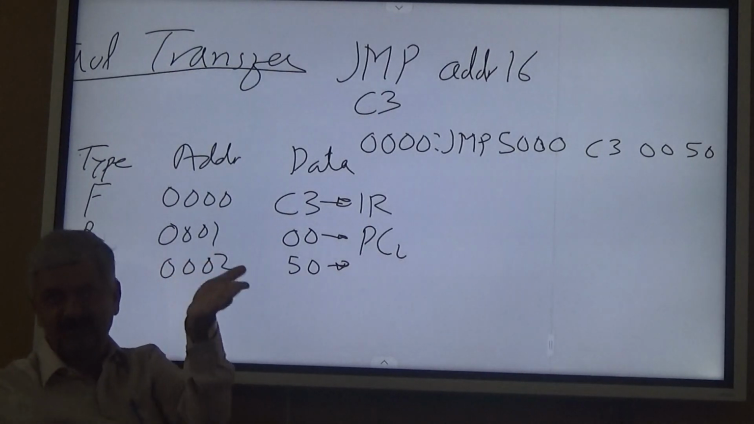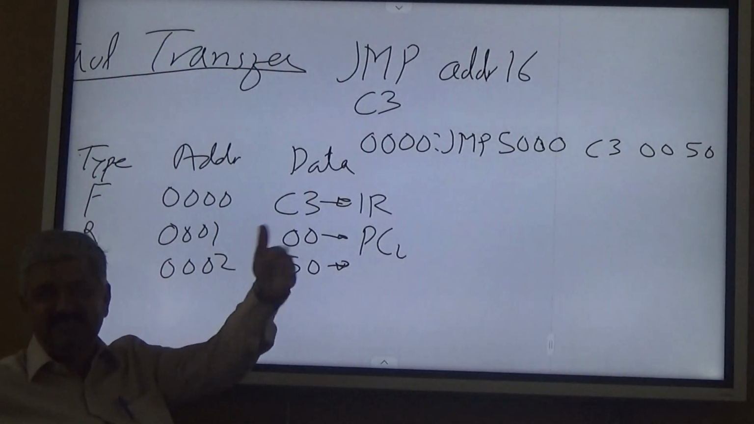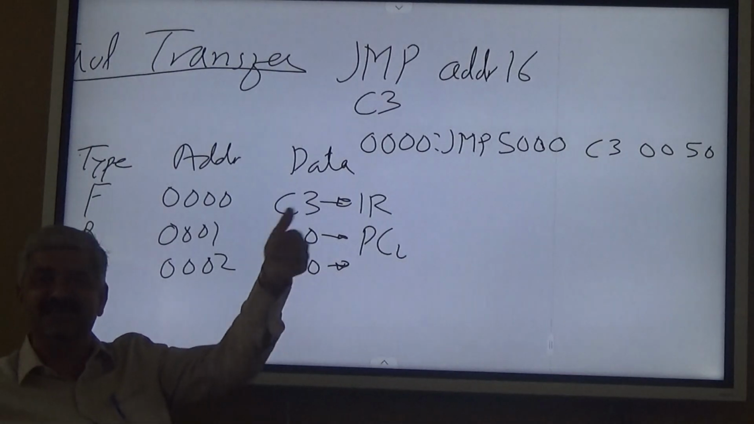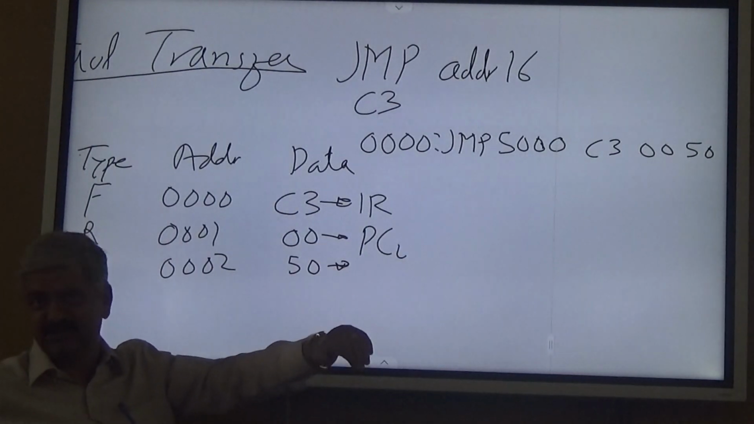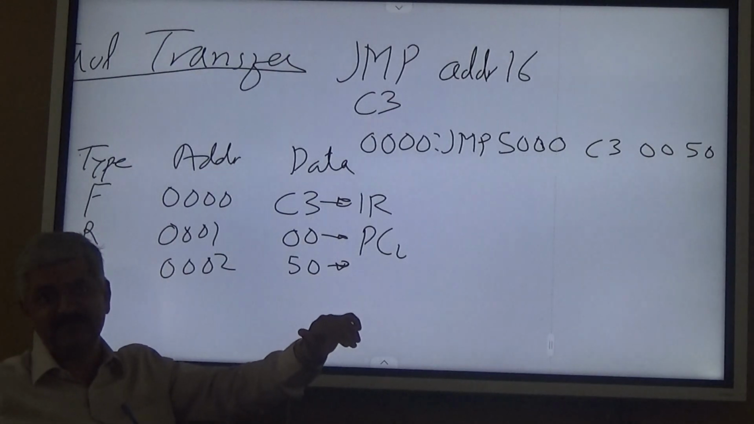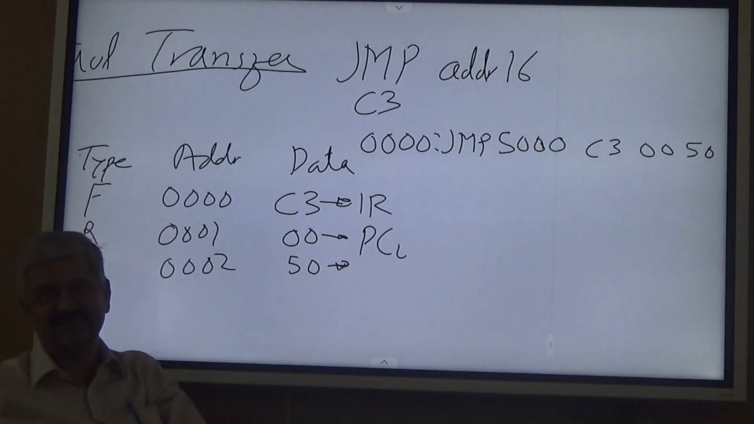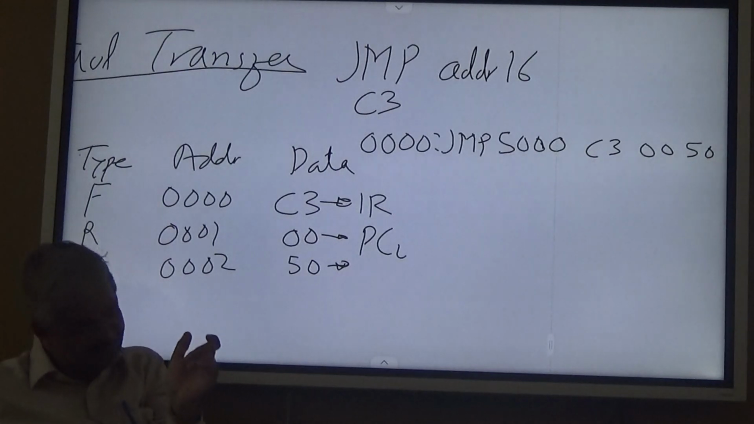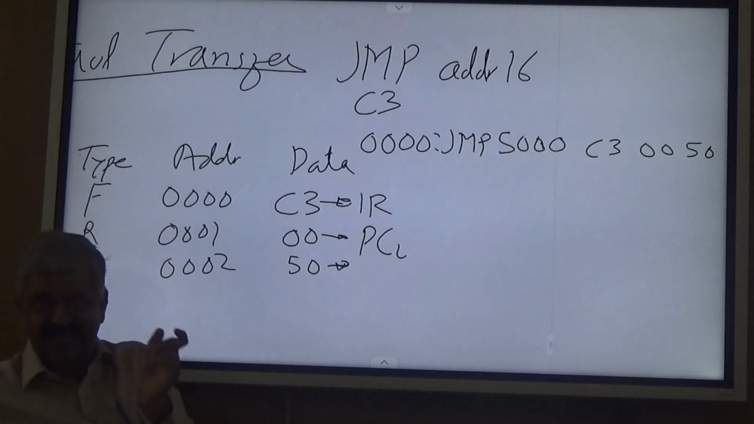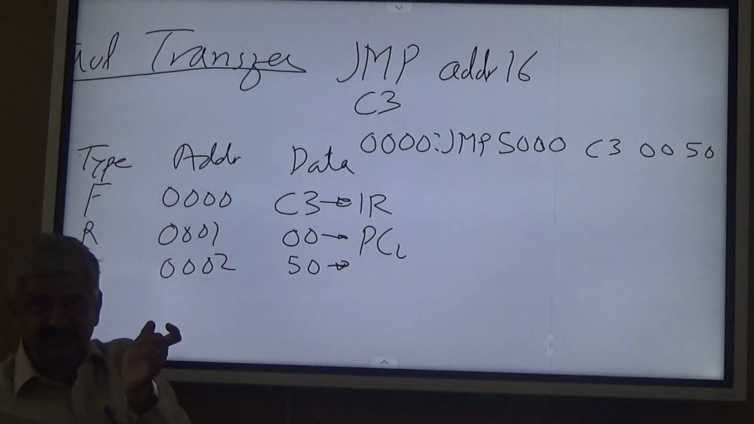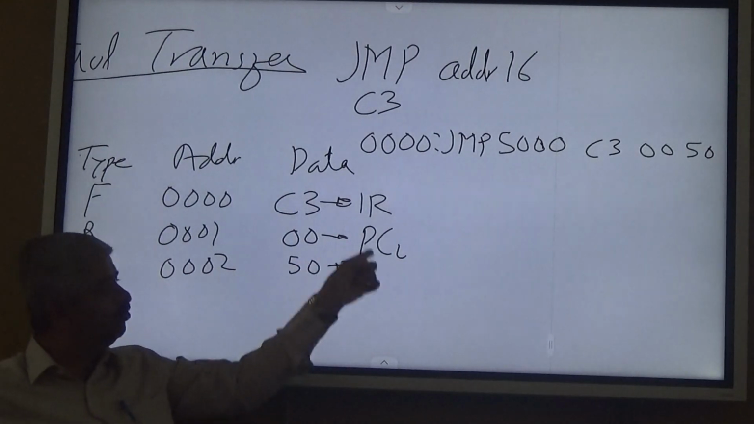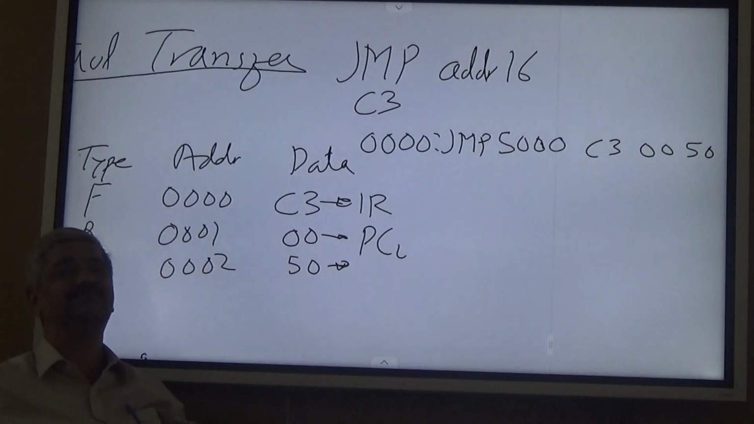Because the LXI B instruction wants the BC pair to be initialized with the values given in the instruction. Jump instruction wants the program counter to be initialized with the values supplied in the instruction. So next byte is PCL, and next to next byte is PCH. But this should not go to PCL. Why? What is the reason?